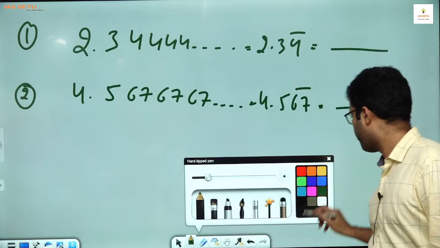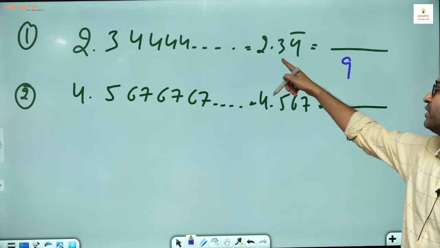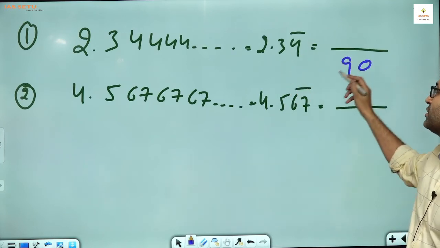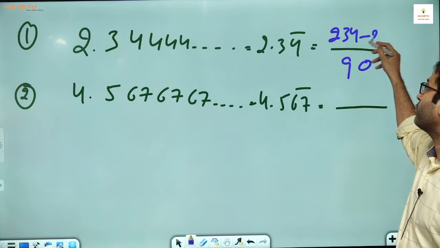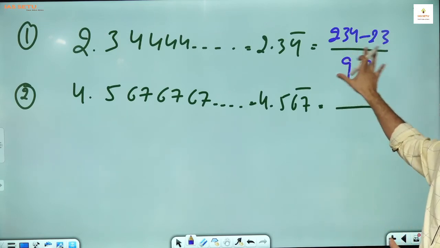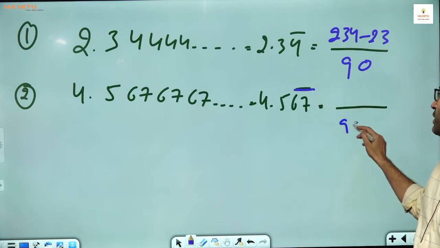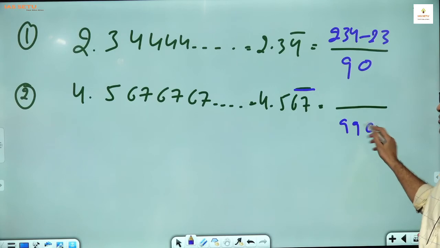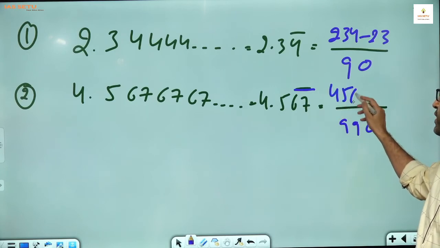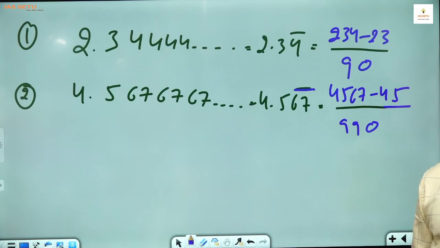Now here, first question, it is 2.344444. There is one digit under the bar, 9. There is one digit between the decimal and the recurring part, 10. Numerator is 234 minus 23. I think all of you solved this. If you want to simplify, okay, but otherwise it is okay. Second question, there are 2 digits under the bar, so 99. There is one digit between the decimal and the recurring part, 10. Numerator is 4567 minus 45. Be careful.